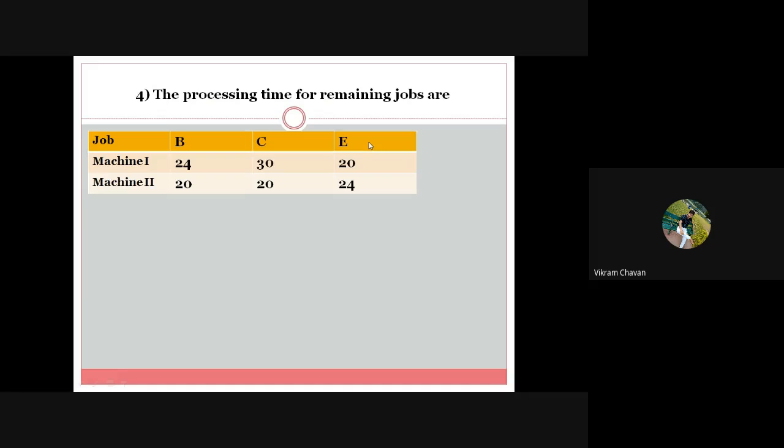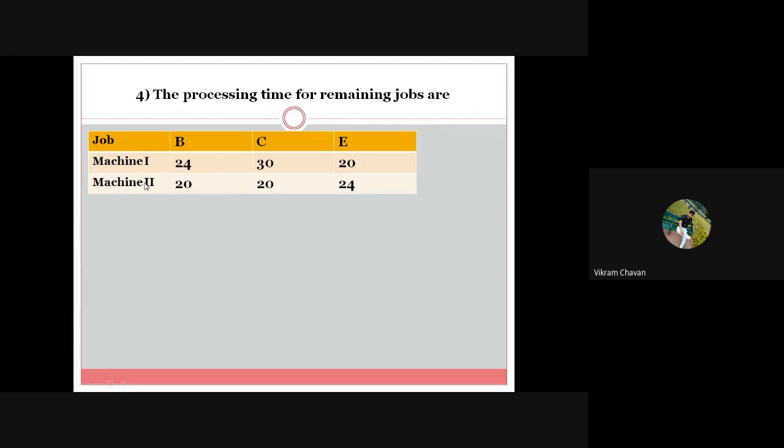table. So only 3 jobs are remaining over here, and the processing times related to these 3 jobs are given in the table. Machine 1: 24, 30, 20, and machine 2: 20, 20, 24. Now which one is having the lowest processing time? The lowest processing time is 20, and it is related to machine 1 and machine 2. In machine 2, there are two lowest processing times, which are related to the B and C jobs.